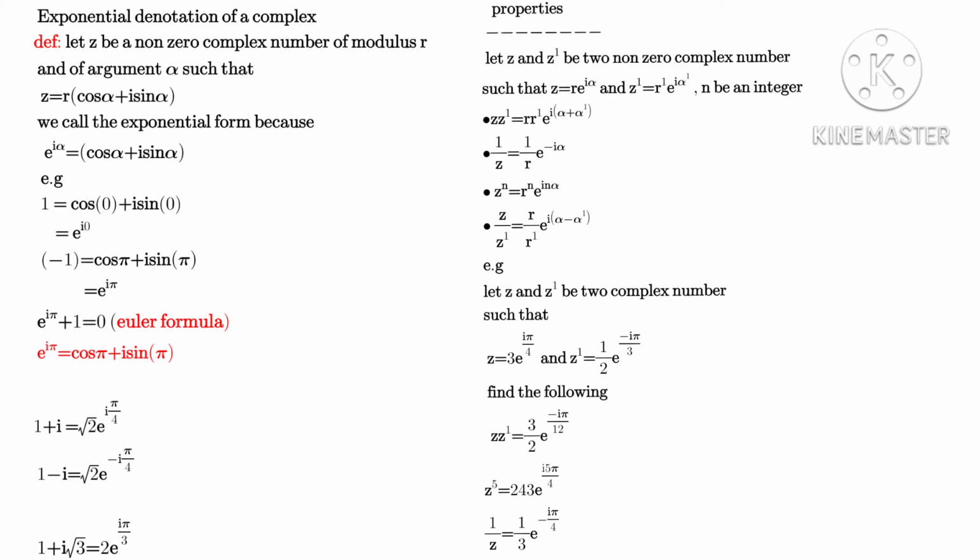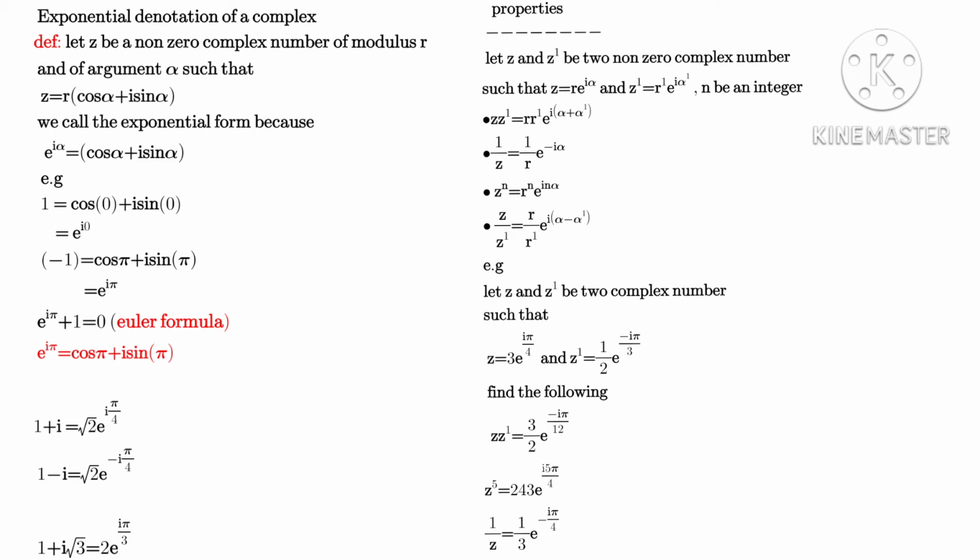So the formula is r e raised to power i theta. But note that r, which represents the modulus, is square root of 2, e raised to power i. When you take the inverse tan of 1, you have it to be 45 degrees, which is still the same thing as pi over 4. Then we have the second example, 1 minus i, to be square root of 2 e raised to power minus i pi over 4.